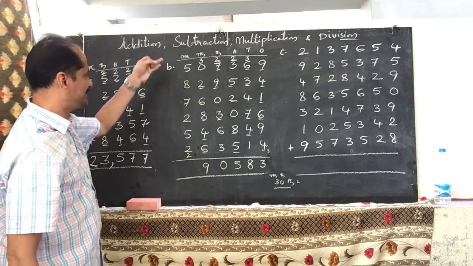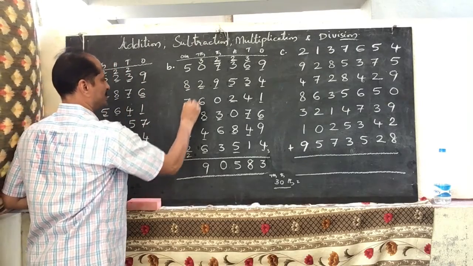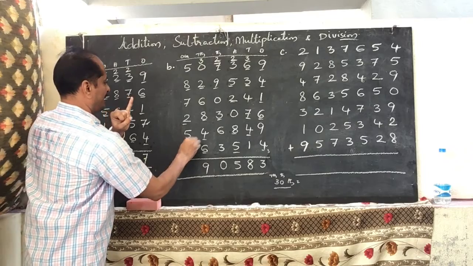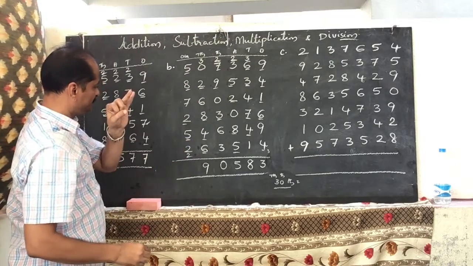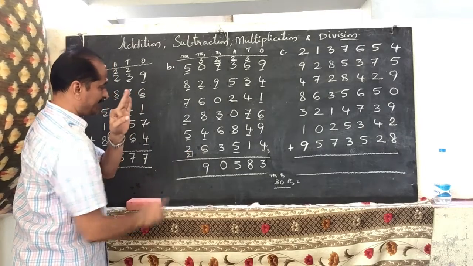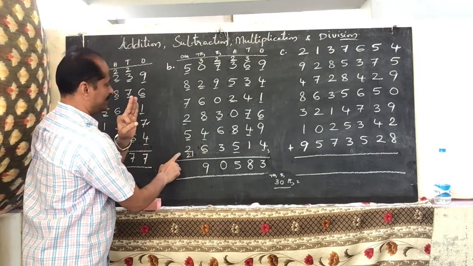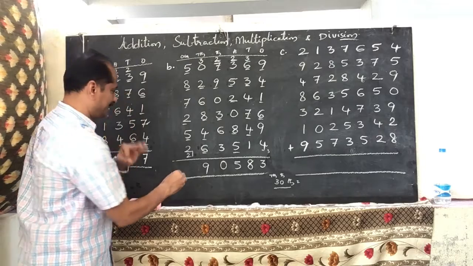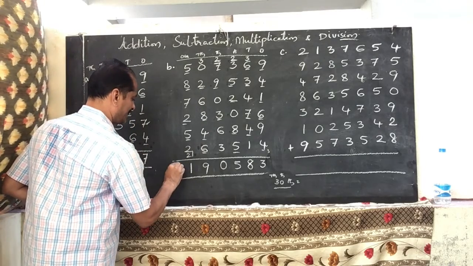Now add all these. Again, 8 plus 2, 10. 5 plus 5, another 10. 7 plus 3, 10, and extra 1, 31. 3 tens, 30 plus 1, 31. 31, so 1 and 3 here.